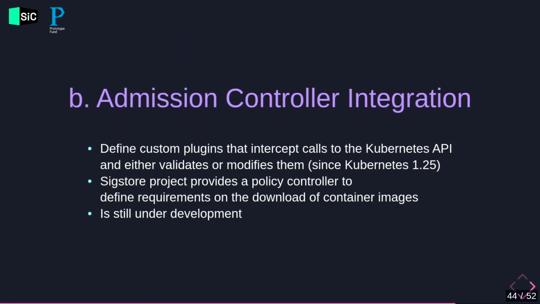Yeah, and now we can talk about admission controller integration. That's the second way to integrate into Kubernetes. Also, for those who don't know, an admission controller is a plugin system that was introduced in Kubernetes, or it was considered stable with 1.25. And it allows you to write plugins that let you intercept API calls in Kubernetes and either validate them or modify them.